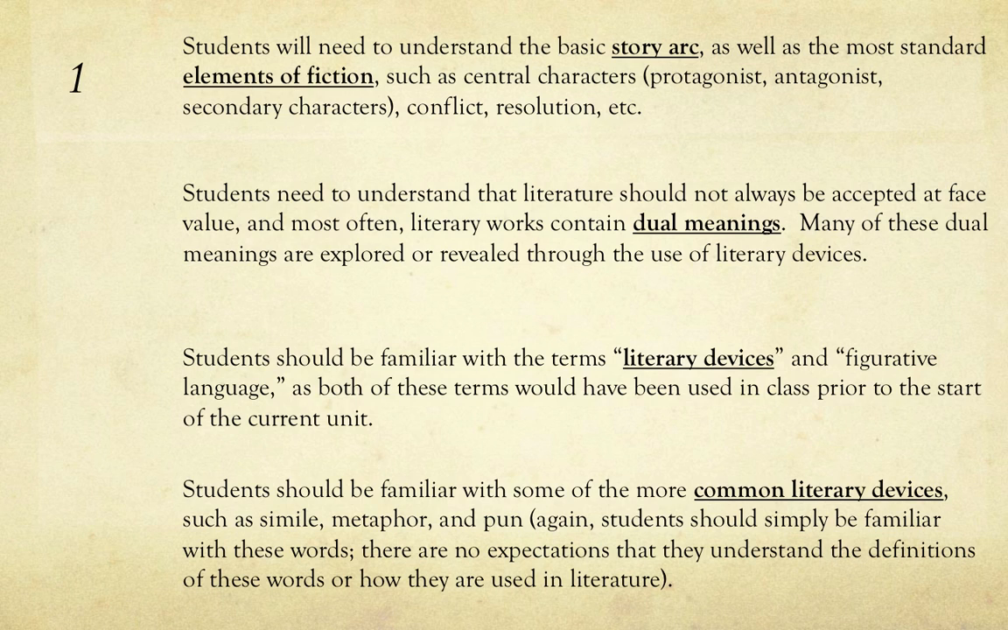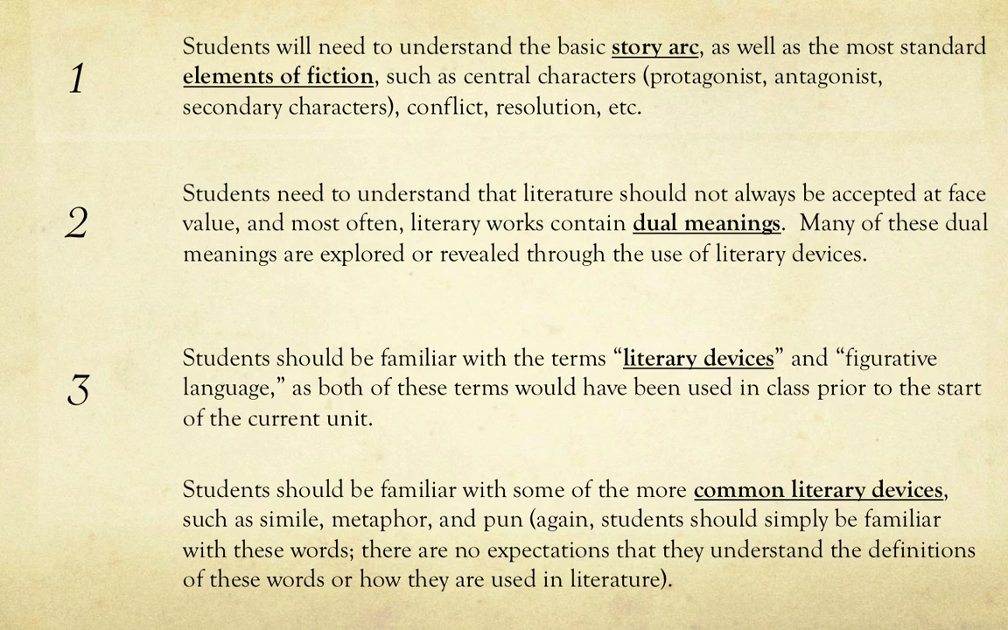So first, students will need to understand the basic story arc. That means beginning, middle, and end, as well as standard elements of fiction such as central characters, conflict, resolution, etc. Next, students need to understand that literature should not always be accepted at face value, and most often literary works contain dual meanings. Many of these dual meanings are explored or revealed through the use of literary devices.